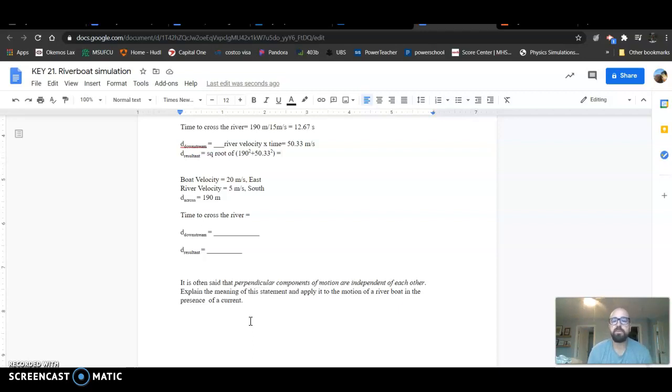And so here you see that the riverboat, its motion across the river only depended on its horizontal component. The river velocity didn't affect that. So the current didn't affect the time to cross the river. And what my hope is you were able to do is relate this to the horizontal projectile lab, so that with that we saw that the time to fall was completely independent of how far it went. And that's because the horizontal and vertical components are completely separate.